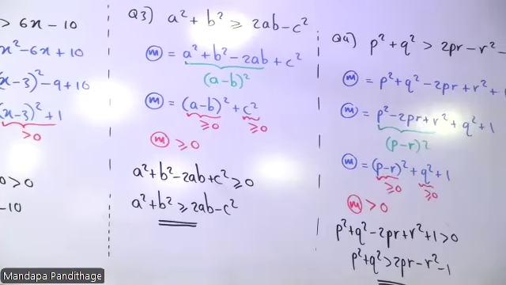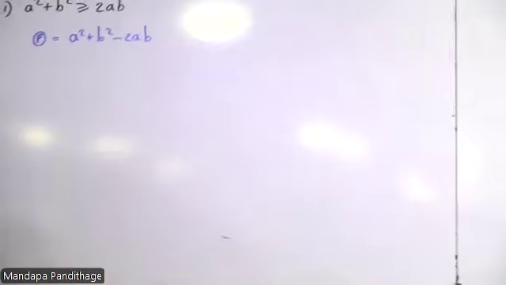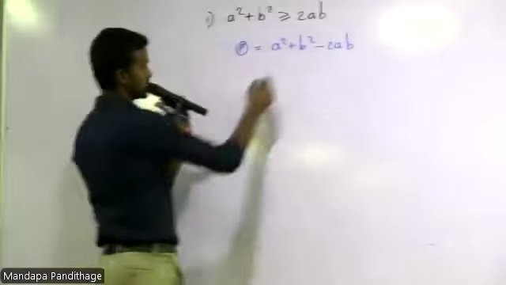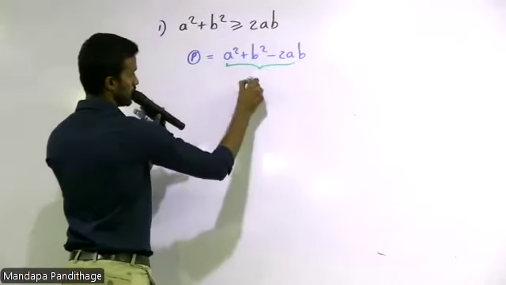Okay, so question number 1 is you are supposed to show that a squared plus b squared is greater or equal to this. So consider the expression, this is equal to a squared plus b squared minus 2ab. So really easy when comparing to the questions that you have already done. So this is a minus b squared.